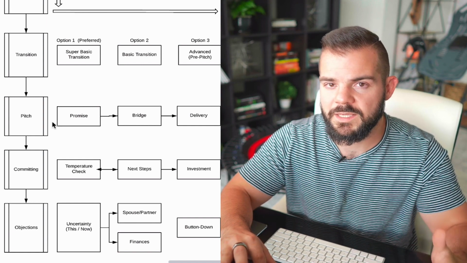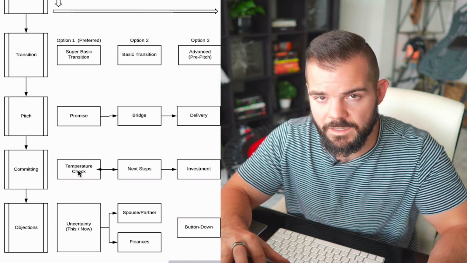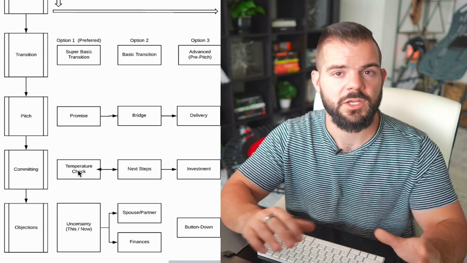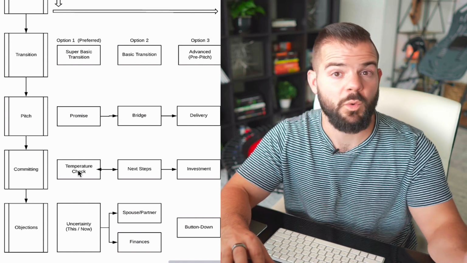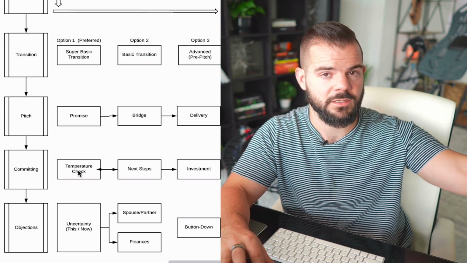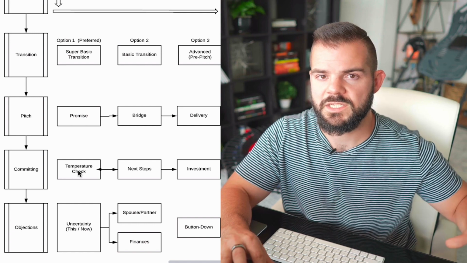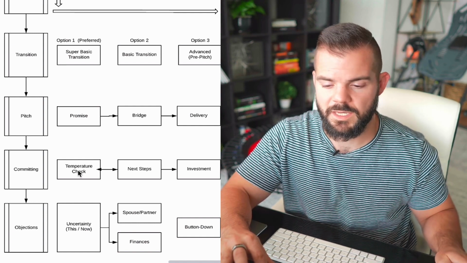So that's called the temperature check. That's the first part of the committing phase. We want to get that buy-in. And then obviously, if there's not that buy-in, we need to see what we missed. What is keeping them from being 100% certain? And then we need to handle that objection before we actually get into the real objections after price, right? Much easier to handle this stuff when price is not on the table.